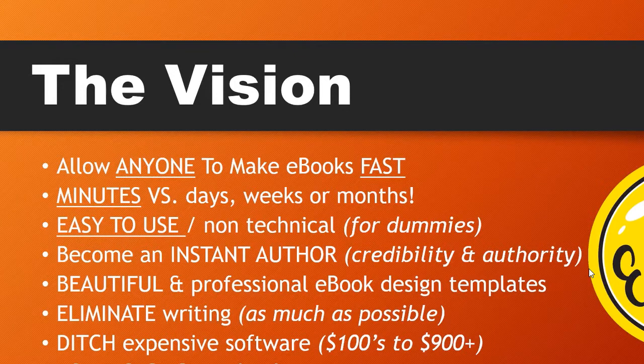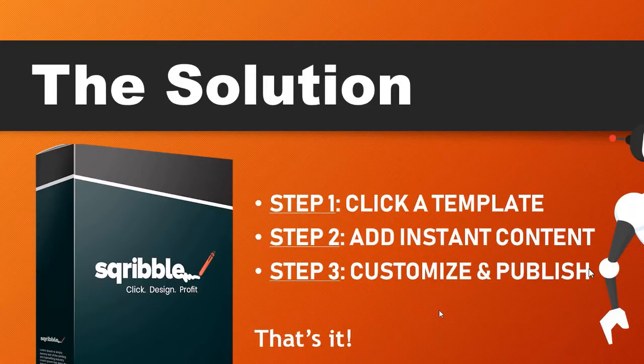So I created a solution, and there are only 3 steps to creating ebooks. Step 1, click a template. Step 2, add instant content. Step 3, customize and publish. And that's it. So 12 months later, Sqribble was born. On top of that, over $100,000 went into creating and developing this incredible solution that I'm going to be sharing with you now live on this webinar.